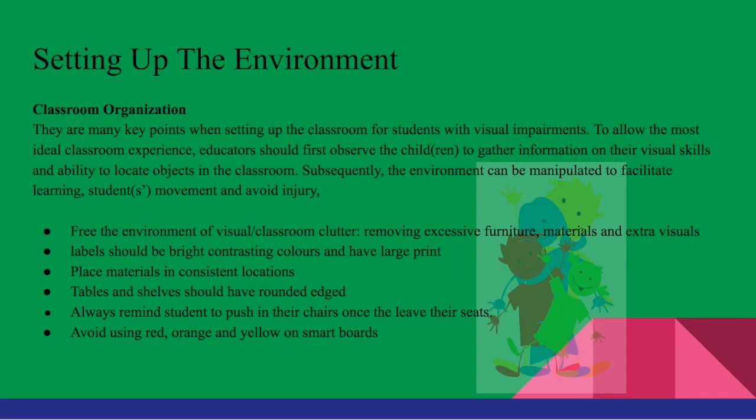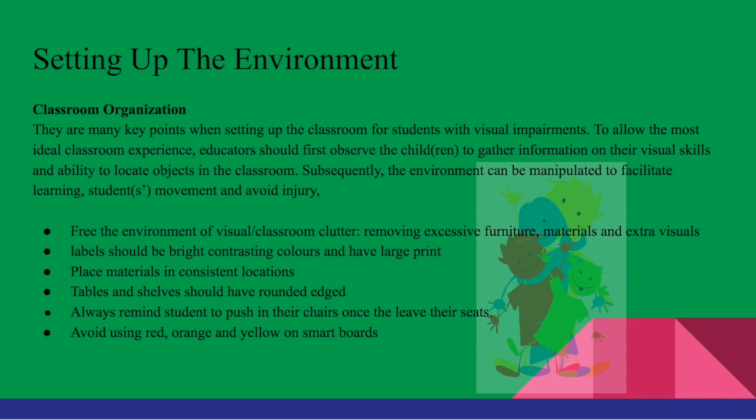Setting up the environment, classroom organization. There are many key points when setting up the classroom for students with visual impairment. To allow the most ideal classroom experience, we should first observe the child or children to gather information on their visual skills and ability to locate objects in the classroom. Now we can build an environment that will further enable students to move with ease within the classroom and avoid injury. Free the environment of visual and/or classroom clutter, removing excessive furniture, material, and extra visuals.